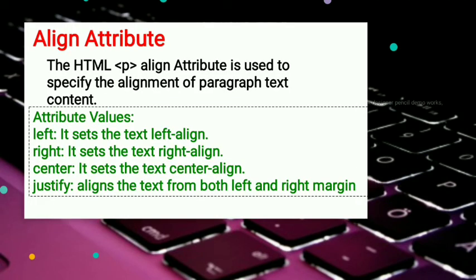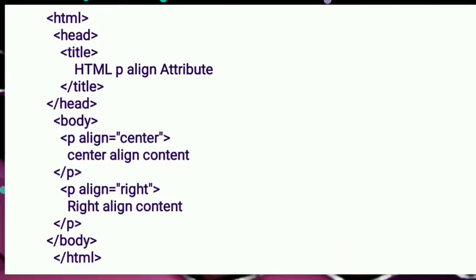Understand? Okay, next, the align attribute. The paragraph tag has 4 align values. It is used to specify the alignment of paragraph text: left, right, center, justify. Everyone knows left means it sets the text left aligned, right means set the text on the right side, and center means text in the center place. Justify means align the text from both left and right margins. Okay, the code is like this way.